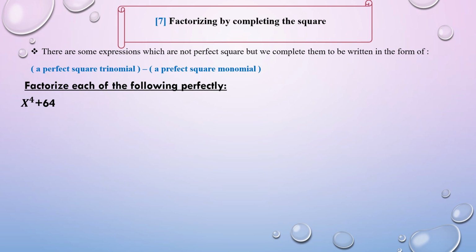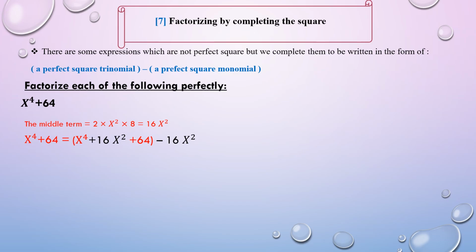x power 4 plus 64. It's not a perfect square, so we will get the middle term. How can you get the middle term? 2 times the square root of the first times the square root of the second. 2 times x power 2 times 8 equals 16x power 2. Okay, so for the expression x power 4 plus 64, add to it the middle term and subtract it.